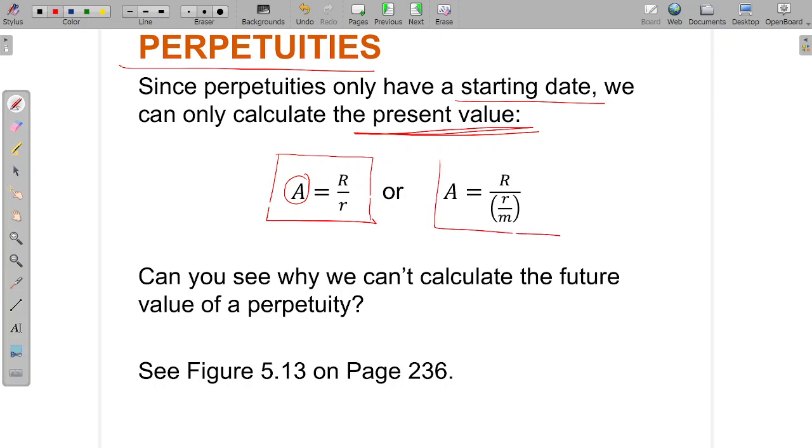If the question given to us is compounded monthly, semi-annually or weekly, then we divide the rate by M. So you use either this formula or this one. But there's no future value for perpetuity because it's an infinite sequence of payments.